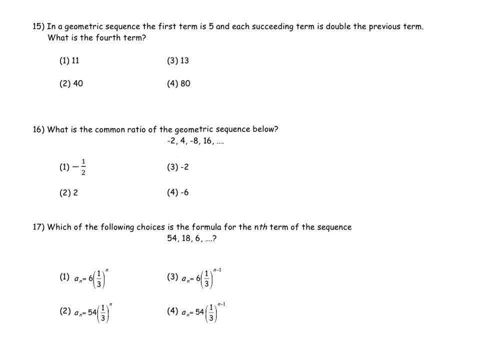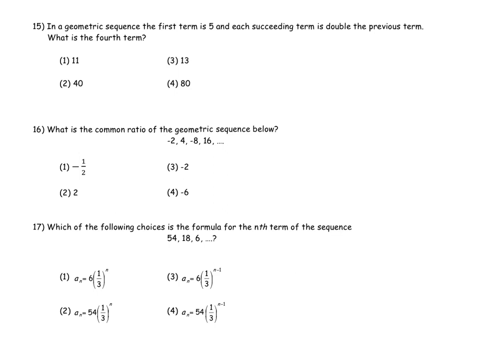So we're going to continue and finish up with geometric sequences here. If I take a look at question number 15, we have in a geometric sequence, the first term is 5 and each succeeding term is double the previous term. What's the fourth term?